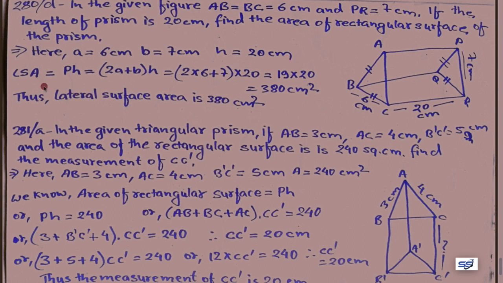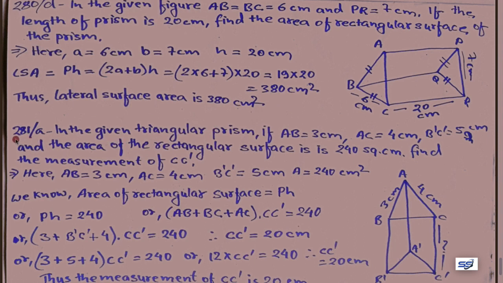Now, using this information, we will find lateral surface area, LSA. LSA is equal to P into S, perimeter into height, is equal to 2A plus B into S, is equal to 2 into 6 plus 7 whole into 20, is equal to 19 into 20, is equal to 380 centimeters square. Thus, lateral surface area is 380 centimeters square.